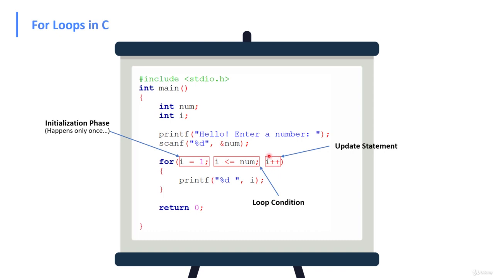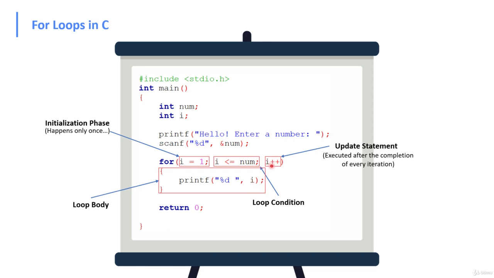So this happens after an iteration is over and we've printed to the screen: we update the statement, we increment i by 1, and then to run the loop body once again, we check whether this condition is true or false. In this case 2 is less than or equal to 5, right? This condition is true, so we execute the loop body once again, and we print 2 to the screen.